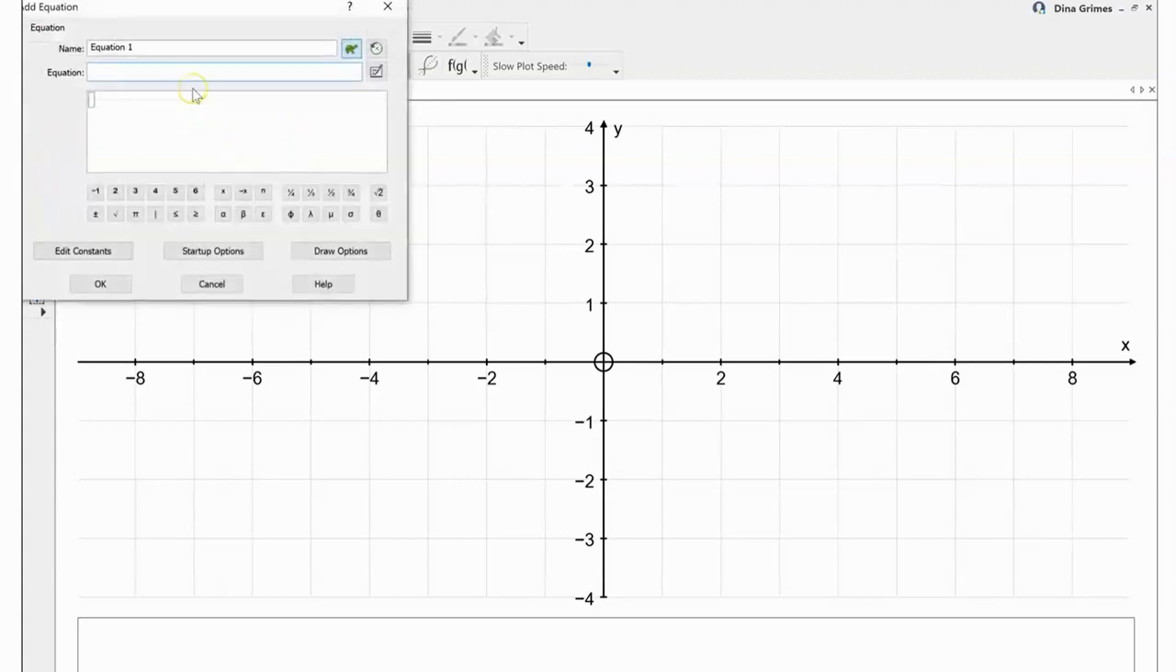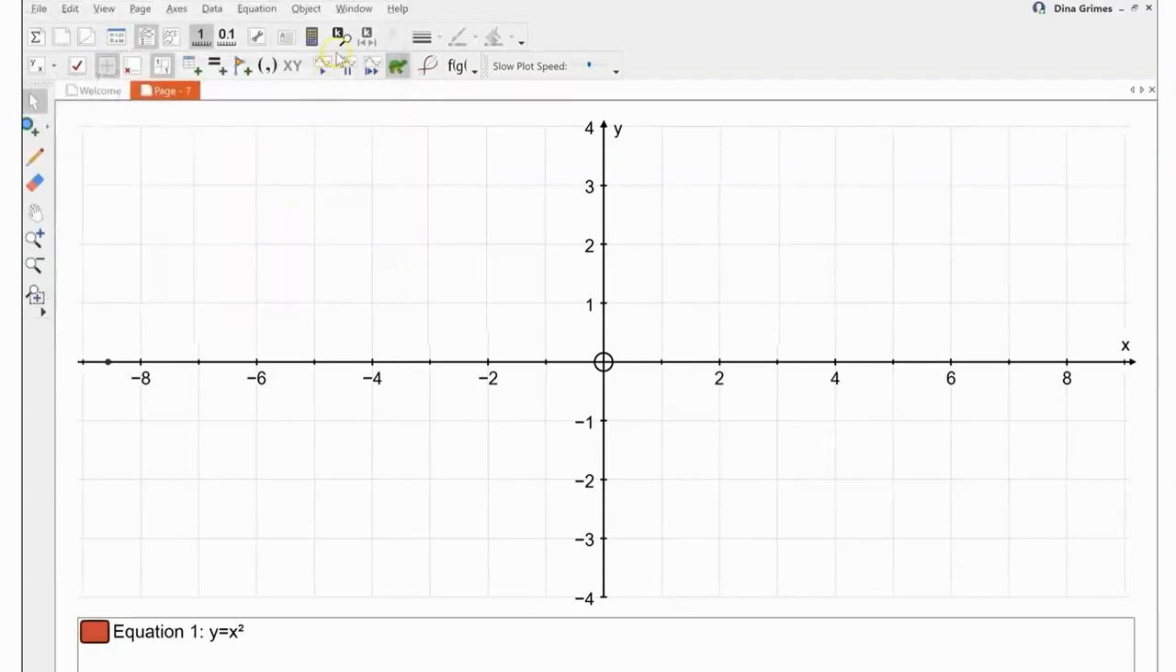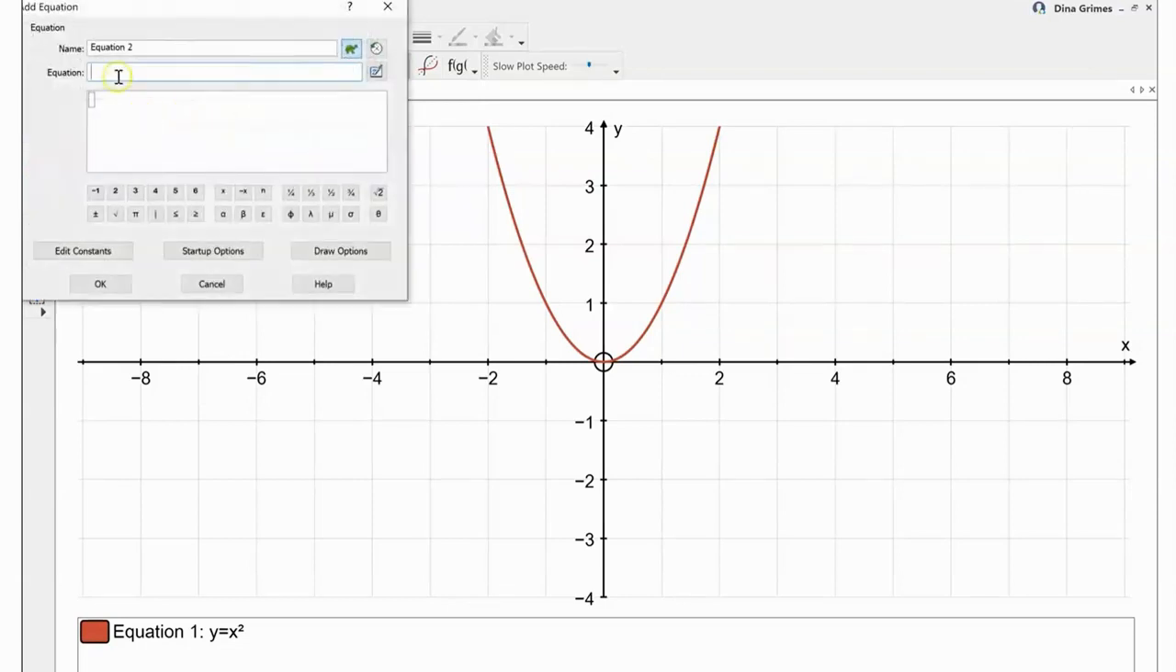So first we're going to type in the equation. In this case we have the quadratic graph. So the plotter will plot the graph for you. So that's the red one. That's the quadratic graph.